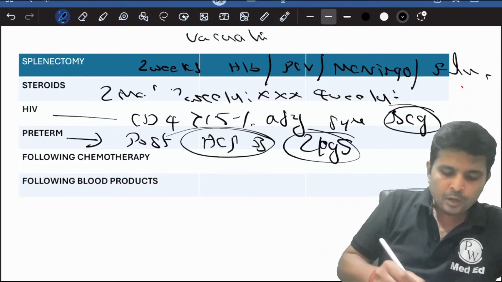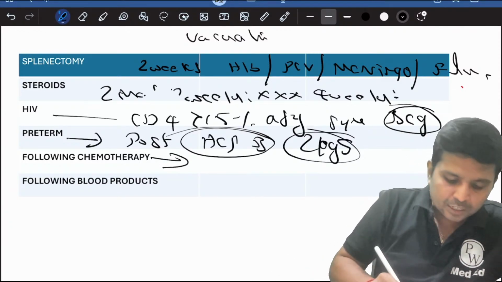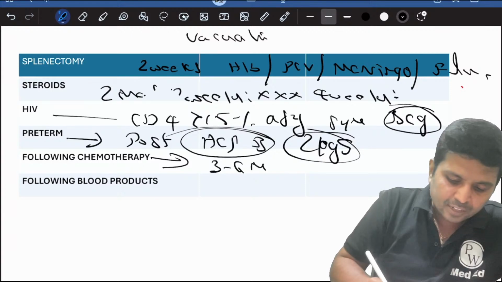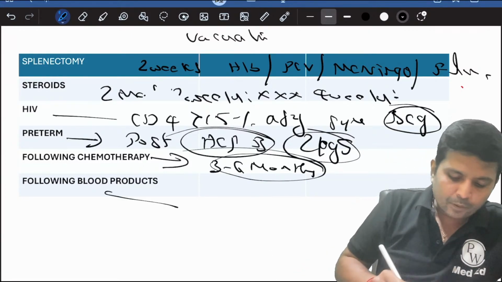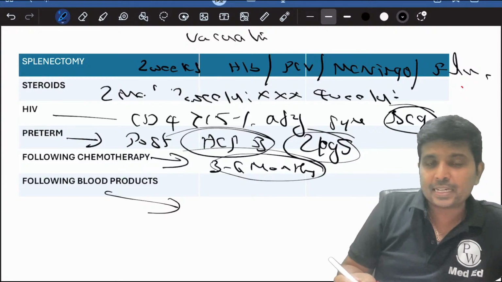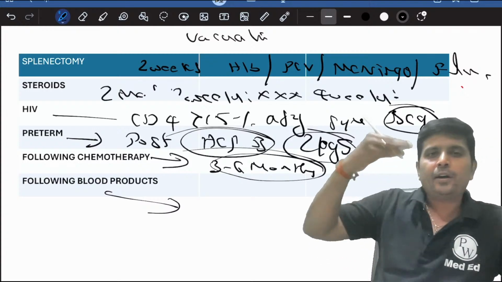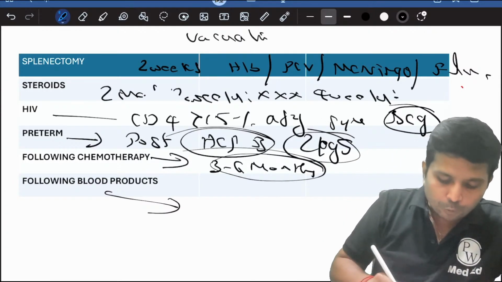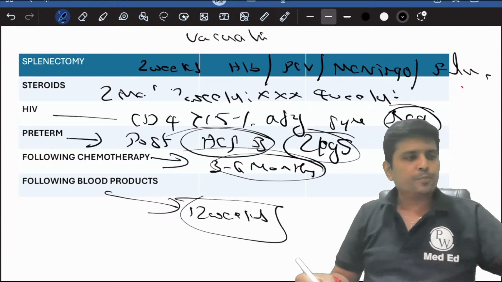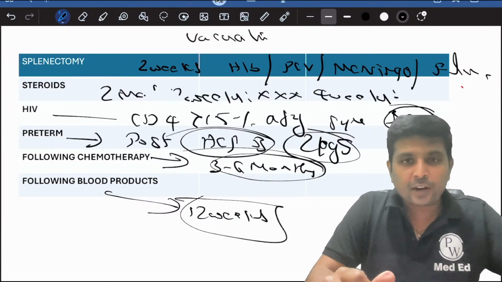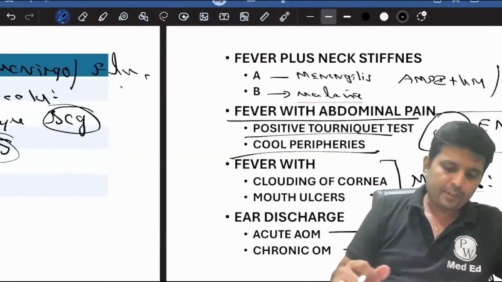Following chemotherapy, you are not supposed to give vaccines for the next 3 to 6 months. What about blood products? When you give blood products, they contain passively transferred antibodies, be it FFP or blood or IVIG. Postpone your active vaccination for 12 weeks.